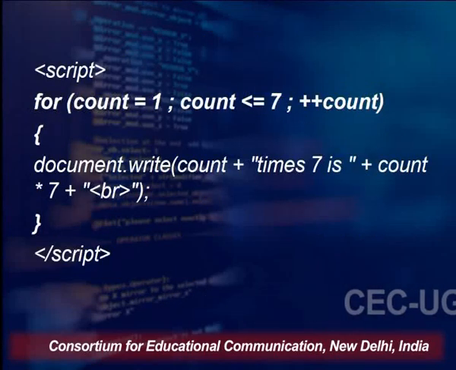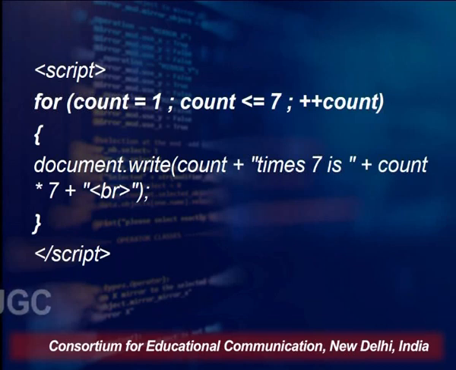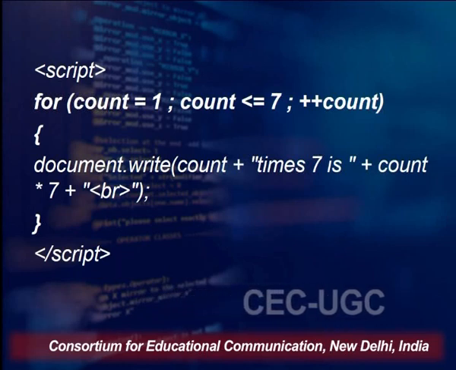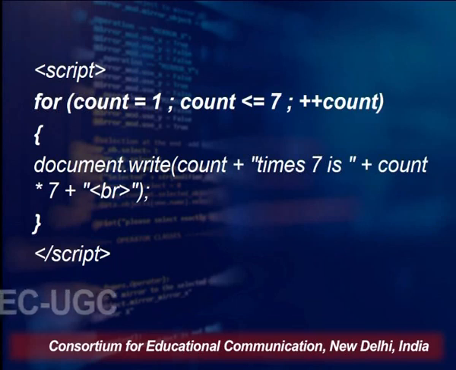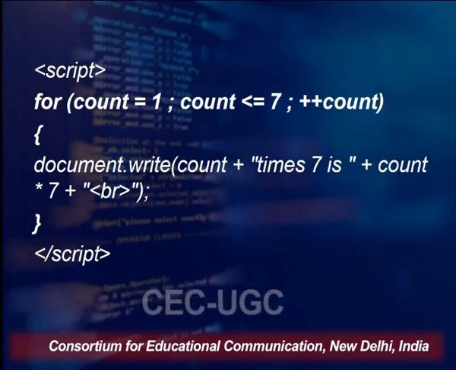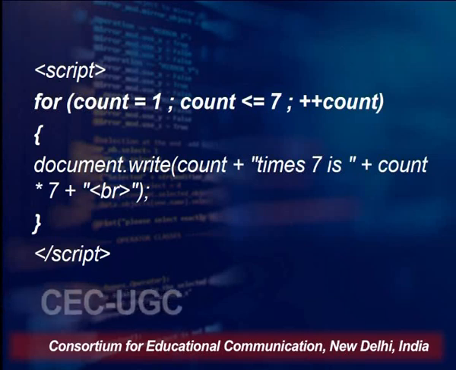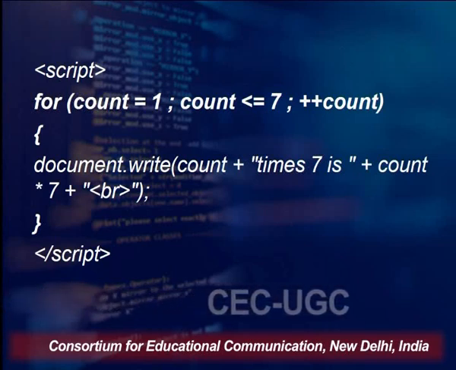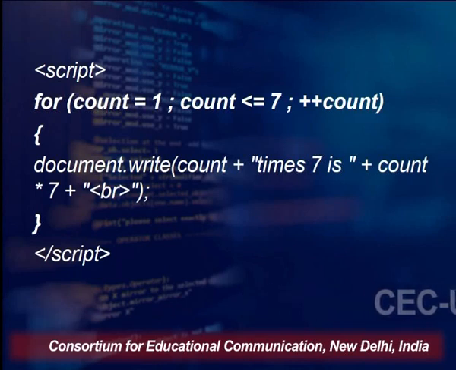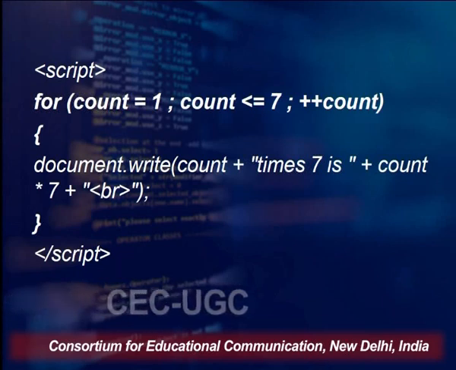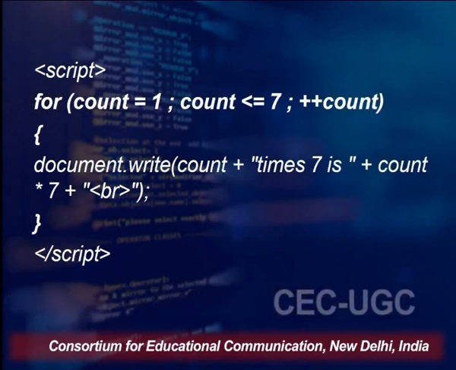Then this is another statement, another way of using it. So here also we are doing the same thing, that we are initializing a variable. So we are saying count is equal to 1, we are saying count is less than equal to 7, and now we are saying plus plus count. Plus plus count means it is the prefix version of the plus plus operator. So in plus plus count, first the increment will take place and then the initialization will take place. So again here also we are printing the same multiplication table of 7 up to 7.